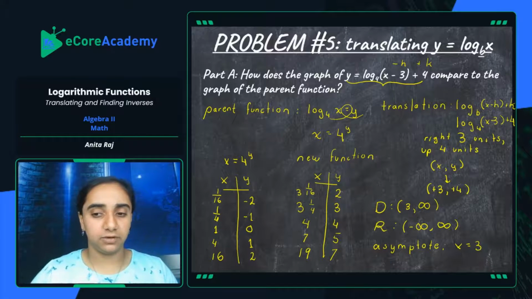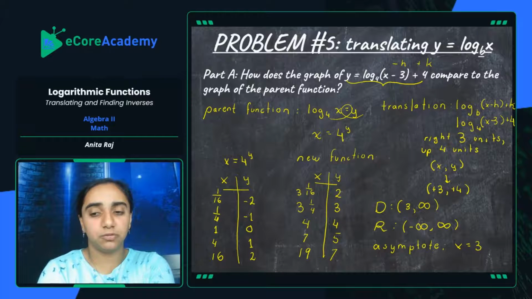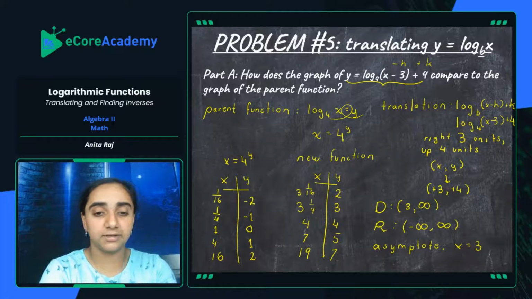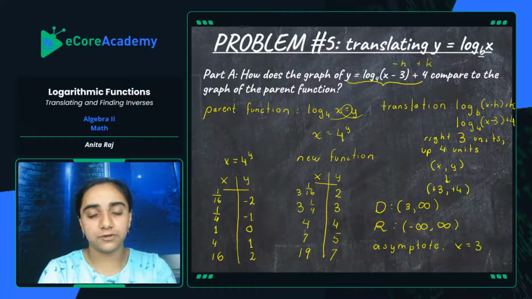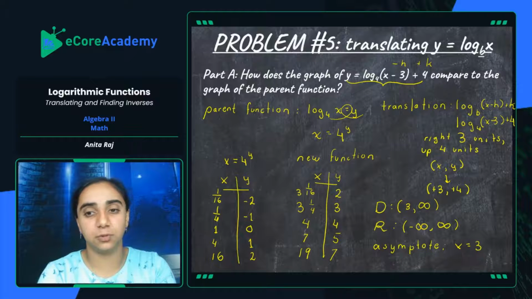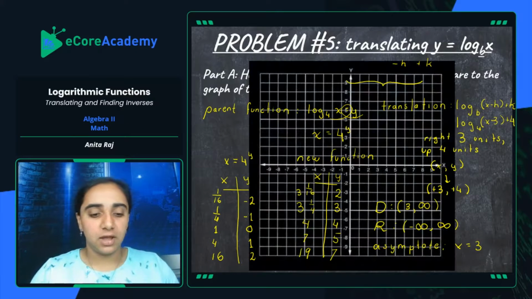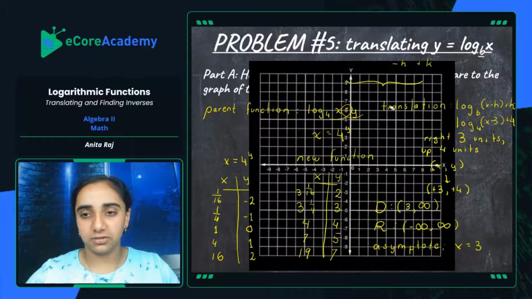For the parent function, you can see that the domain is actually 0 to infinity because 1/4, 1/16, those are small fractions that approach 0, all the way to infinity. Range is also negative infinity to positive infinity, and the asymptote is at x equals 0, which is the y-axis. So we did our comparison. Now let's actually graph. And then give me a second to erase all this.